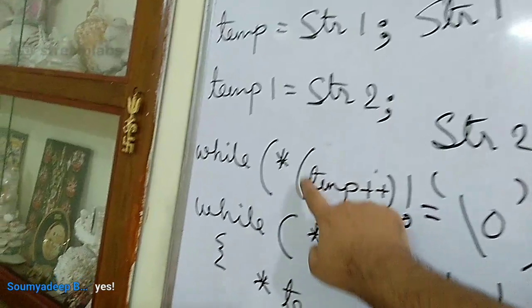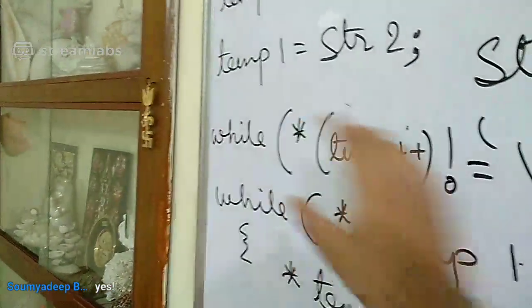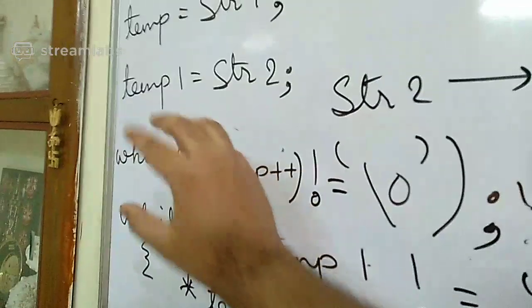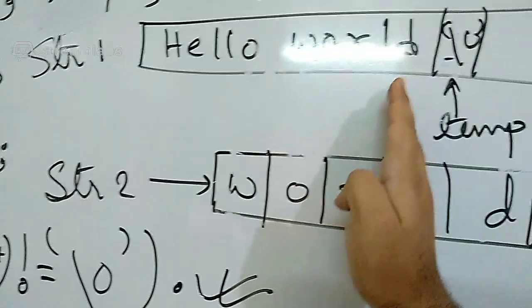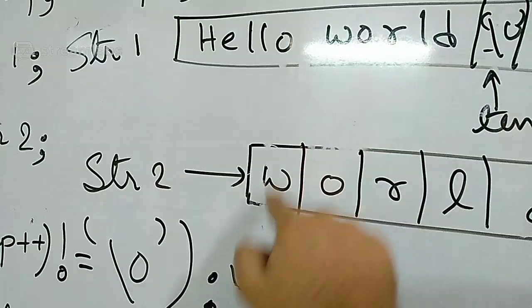Sir, why did you put a semicolon at the end of the while loop? We put a semicolon because that while loop is happening on its own. There is no body of the while loop. Just star of temp plus plus not equal to this. I'm just showing it to you. Here, star of temp not equal to backslash 0 is checked. Then plus plus occurs. So this whole thing ends with a semicolon because there is no body. After this very operation, temp will move and come to backslash 0 and it will come over here. After that, all of the content gets copied.